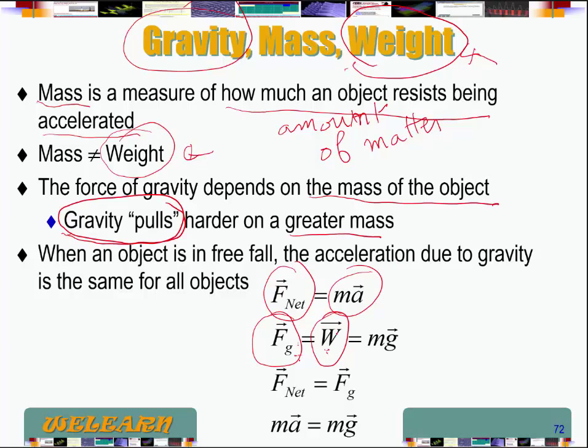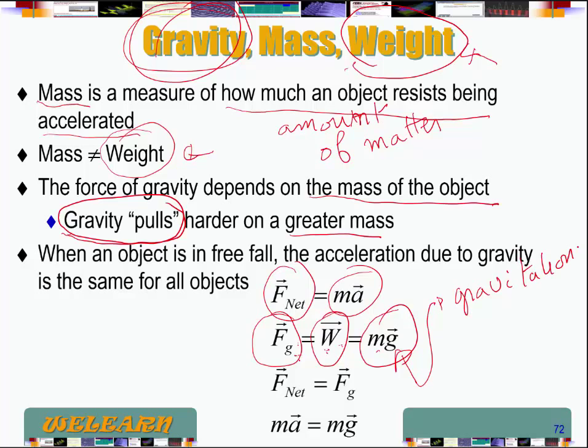Now, the gravitational force is given by the mass times a certain constant. Be careful with this constant. It is not gravity. What this constant is, is the gravitational field value. You notice it is a vector. It's going to depend on the position.